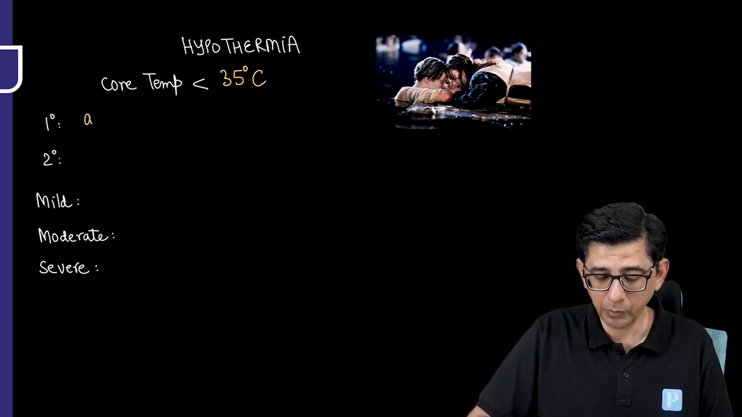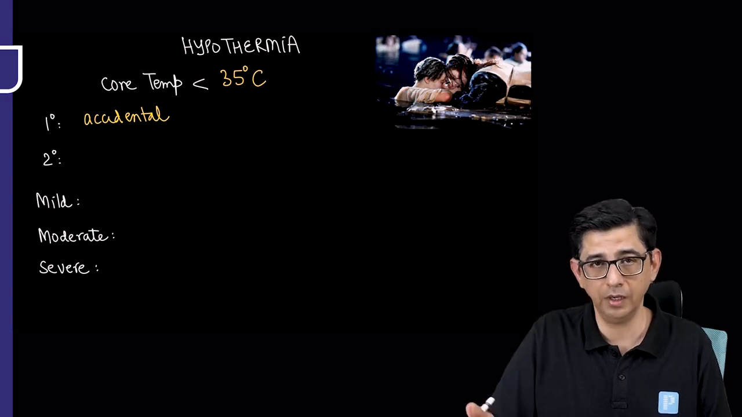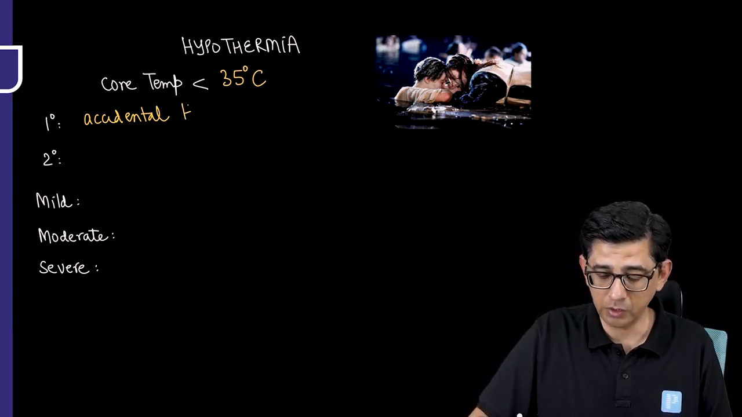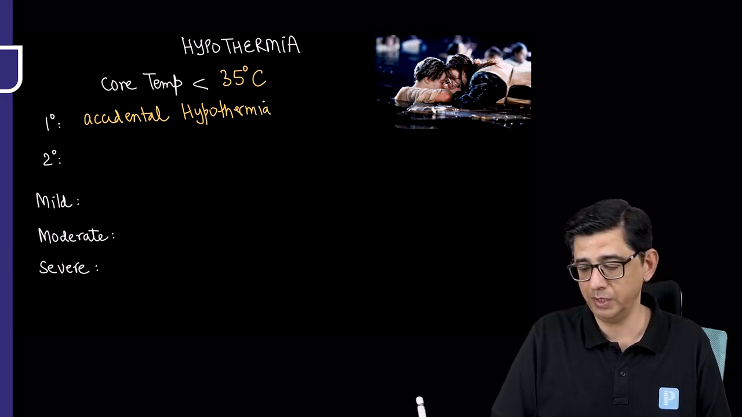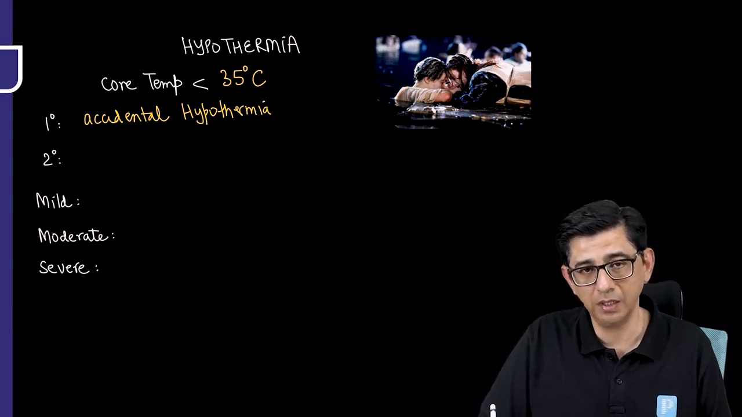And usually hypothermia is artificially classified into primary hypothermia, which would be in a previously healthy individual like Jack in the Titanic movie, and then he had to jump in water because the ship was hit by an iceberg, and he had to save the life of Rose, so he decided not to climb onto the plank so that she can live, and he died because of accidental hypothermia.